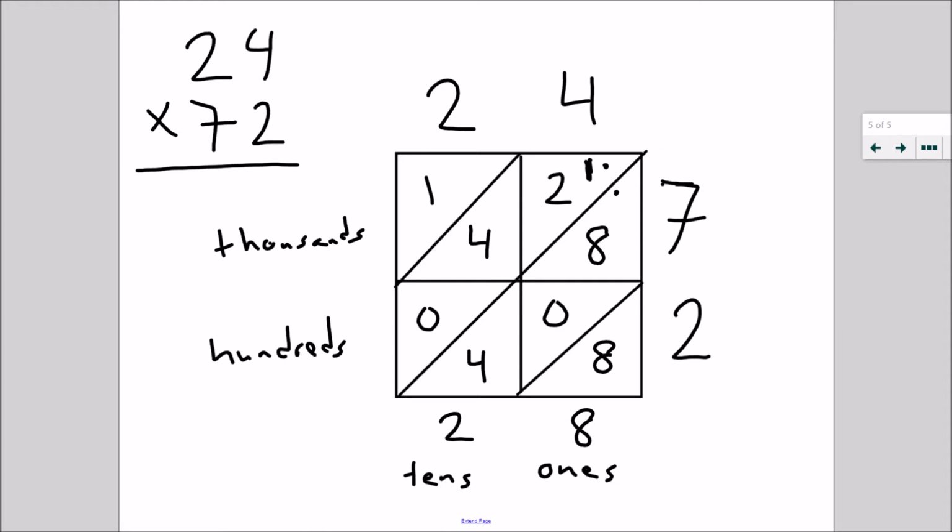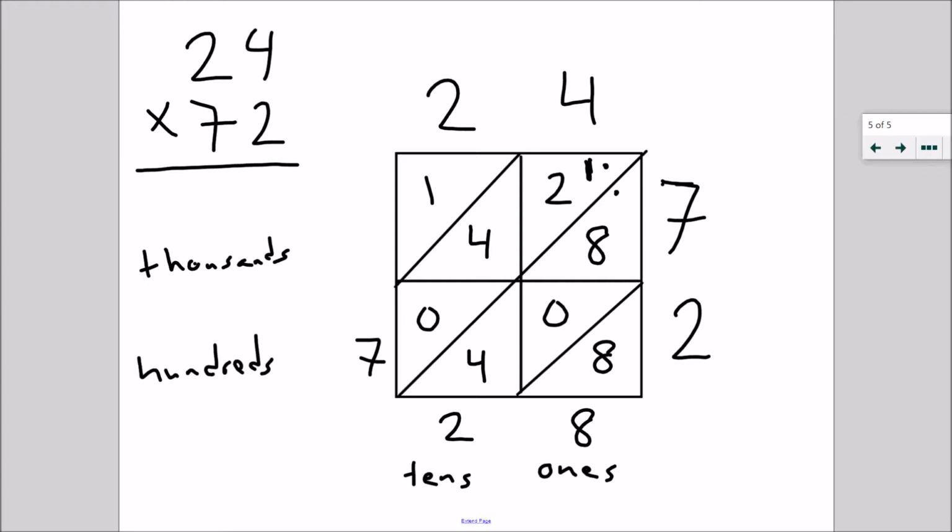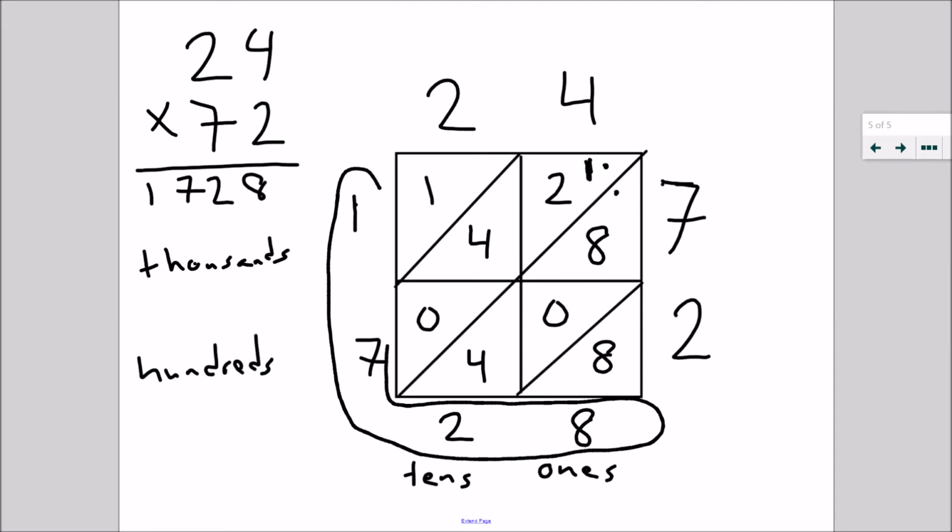Next, I've got 100 carried plus 200s and 400s makes 700s. And finally, I'm not carrying any thousands over from my hundreds place, so I just have 1,000. This means that my final answer has 8 ones, 2 tens, 700s, and 1,000, or is 1,728. 1,728, curled around the left of the frame.